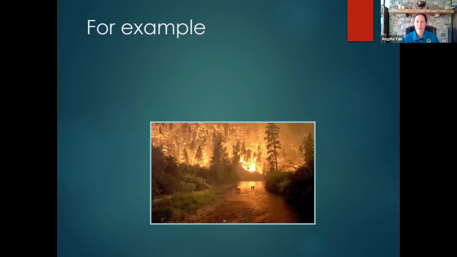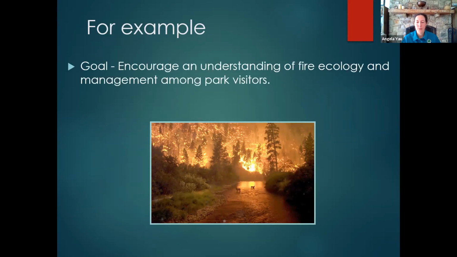So I want to give you an example. So here, the example, the goal might be to encourage an understanding of fire ecology management among park visitors. So I would like our park visitors to understand why fire ecology is important. It's really cool that this is now becoming a thing out west. They're having so many of these catastrophic wildfires, and they're realizing that they haven't done fire management enough, that they're returning to indigenous peoples to learn about fire management that the indigenous people have practiced for centuries before European colonization.